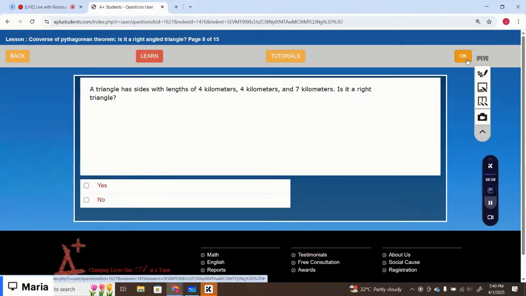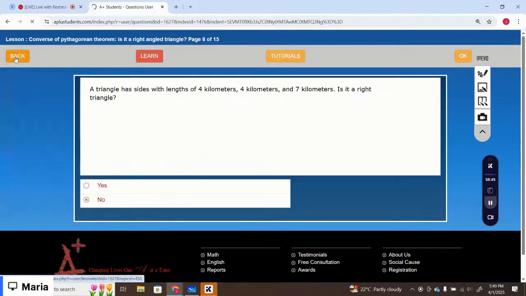A triangle has side lengths 4, 4, and 7 kilometers. Is it a right triangle? No, that is not a right triangle. Okay, you can complete the lesson by yourself here today.